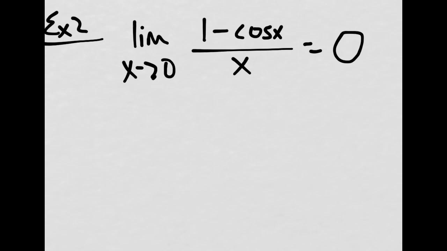So this is the second formula that you need to know. The limit of 1 minus cosine x over x is equal to 0.